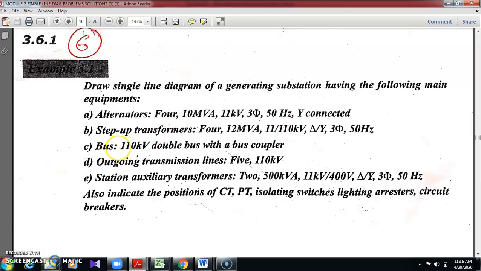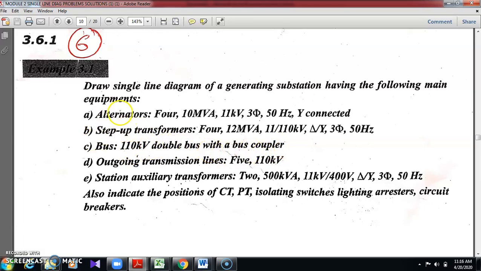They told us the 110 kV bus is a double bus bar. 110 kV is a double bus bar with bus coupler. Whereas 11 kV is a single bus bar, they have not told whether the 11 kV is a single bus or double bus bar. If they don't specify anything, you can draw the 11 kV also as a double bus bar, no problem. In this problem, they have specified 110 kV as a double bus bar.